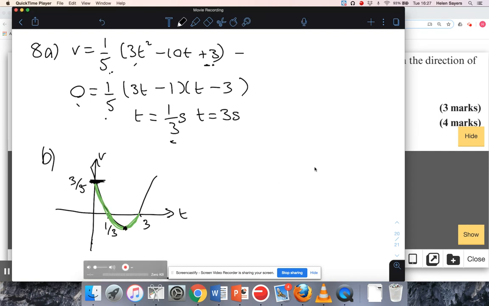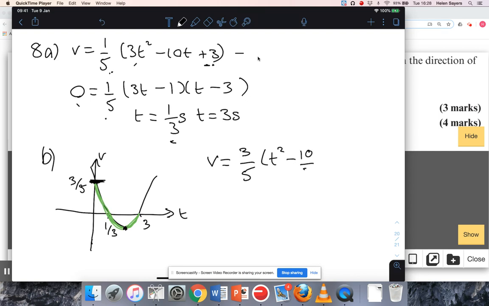So you can either differentiate. It's quicker to complete the square. You could actually just get the vertex from your calculator as well. That would be an option. So let's complete the square. So I'm going to take the 3 out as a common factor as well, because I just want t squared.